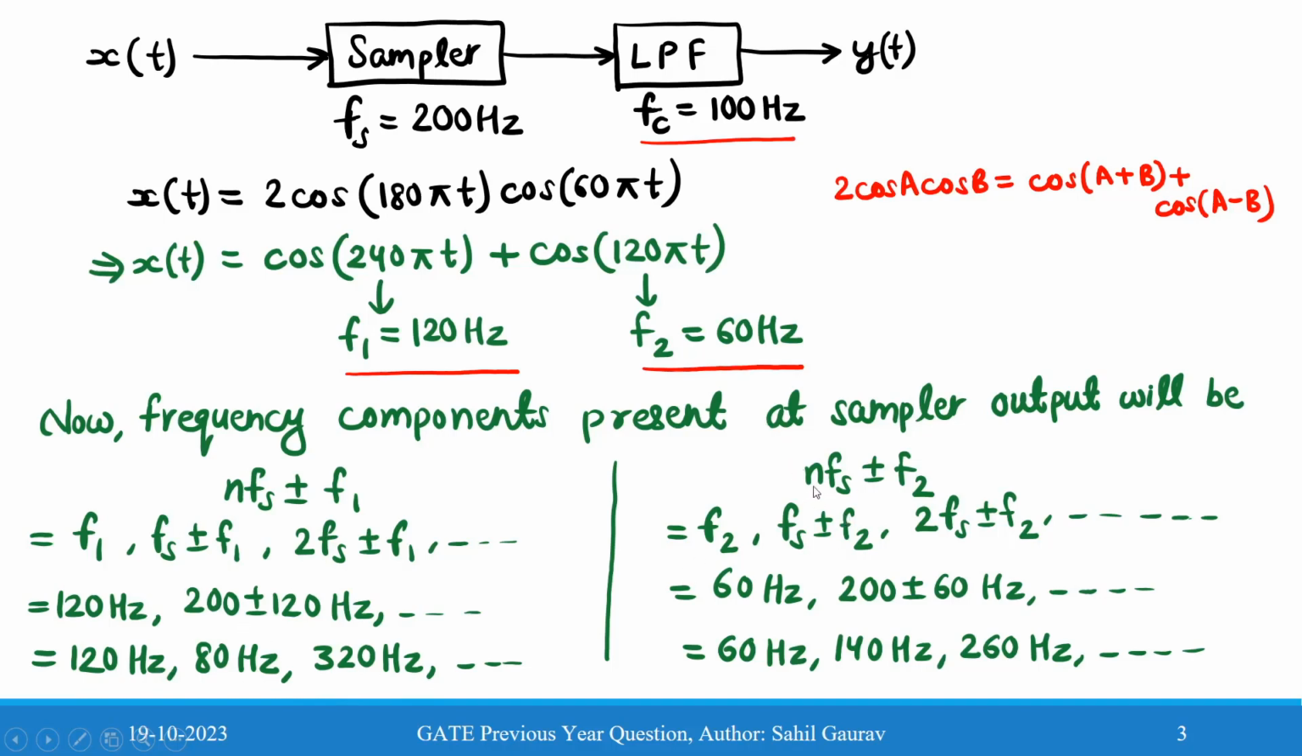For the other part, the frequencies will be f2, Fs ± f2, 2Fs ± f2. We get 60 Hz, 200 ± 60 Hz. Similarly, we have not taken 2Fs ± f2 because these will anyhow be greater than the cutoff frequency of the low pass filter. Therefore, the frequencies 60 Hz, 140 Hz, 260 Hz, and so on will be present at the sampler output.